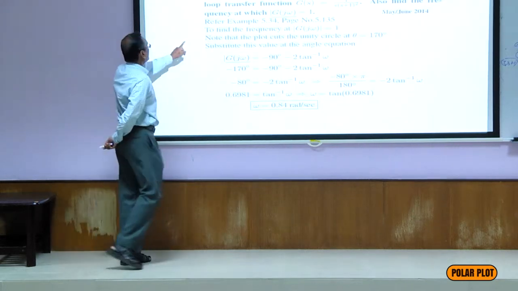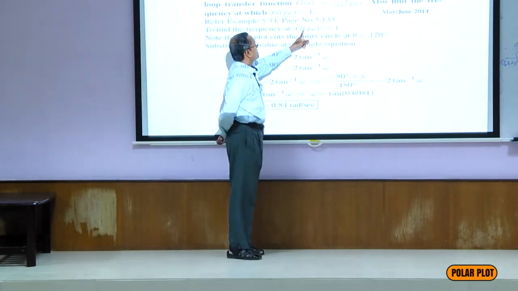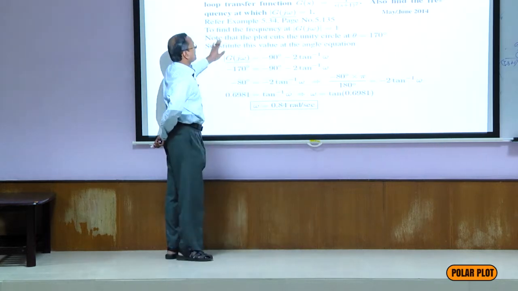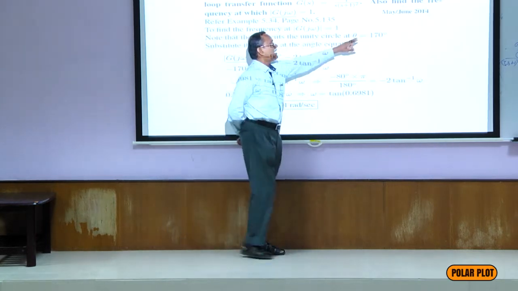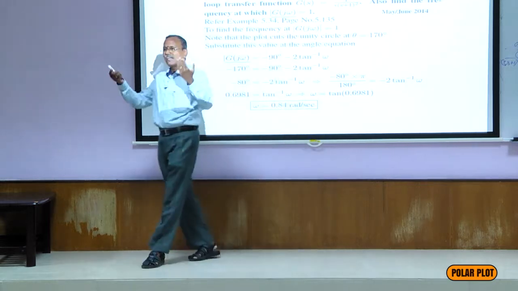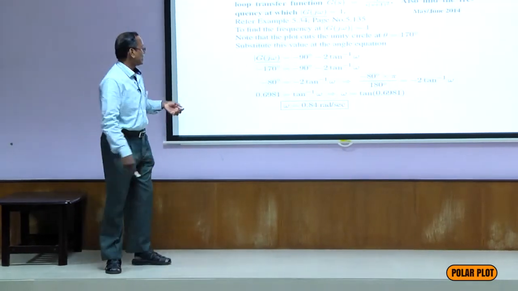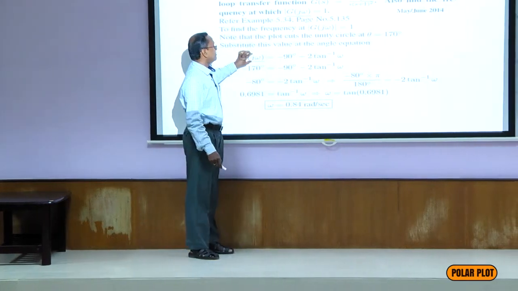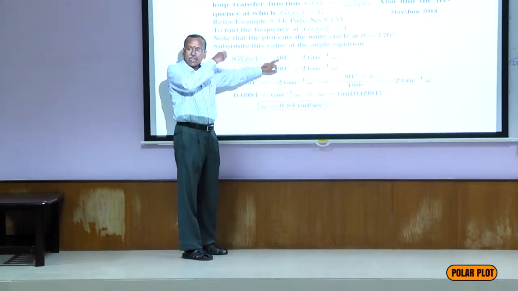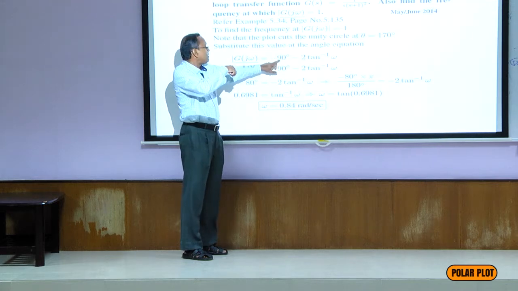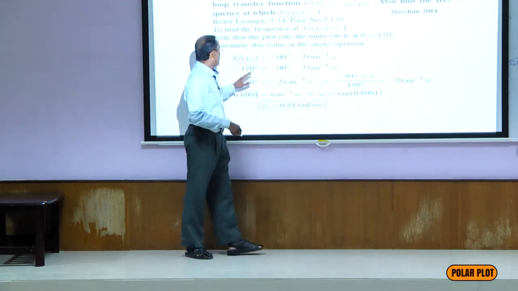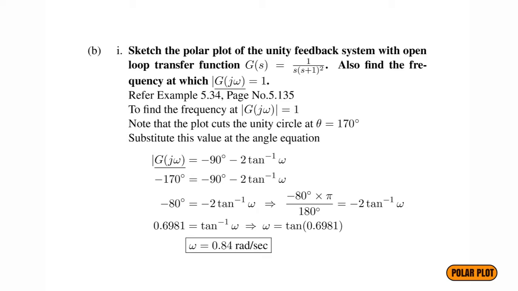How to find that? To find the frequency at which modulus of G(j omega) equals 1, we note that the polar plot cuts the unit circle at 170 degrees. He can easily find that at 170 degrees. Take the angle equation, angle of G(j omega) equals minus 90, continuing from the previous one. So minus 90 minus 2 tan inverse of omega is equal to minus 170 from the plot. If we solve this, we can find omega. That is the gain crossover frequency.